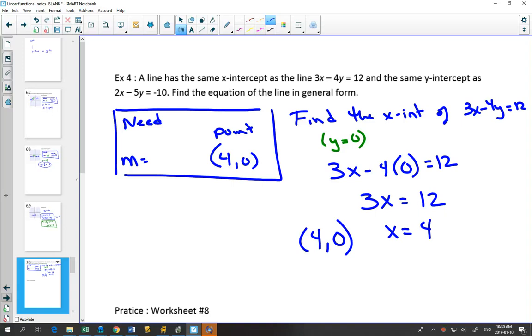How do we find slope? Either they tell us the slope, or we need to find another point so that we could use the slope formula. Perfect.